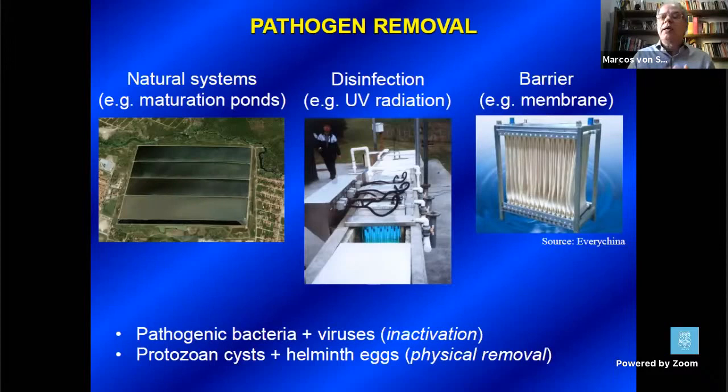Pathogenic bacteria and viruses are removed by, let's say, decay and inactivation mechanisms. Protozoa, which are present in the form of cysts, and helminths, worms, which are present in the form of eggs, are removed by physical means. So in ponds, they can settle. That's one possibility. And so here the maturation ponds are able to remove the four categories.